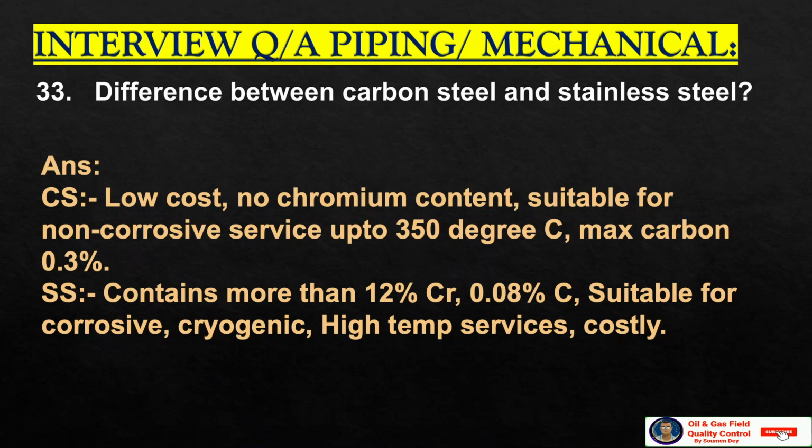What is the difference between carbon steel and stainless steel? Carbon steel is low cost, has no chromium content, and is suitable for non-corrosive service up to 350 degrees centigrade. Maximum carbon is 0.3%. Stainless steel contains more than 12% chromium and 0.08% carbon, and is suitable for corrosive, cryogenic, and high temperature service. This is of course more costly than carbon steel.